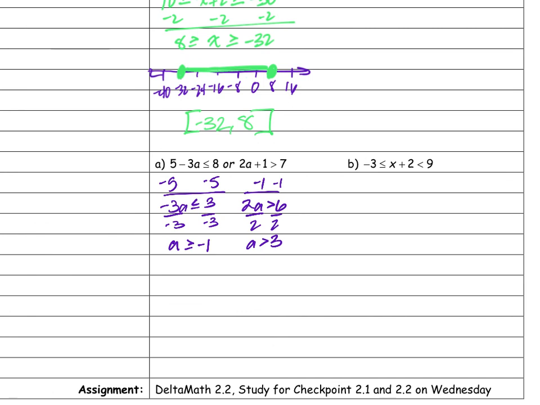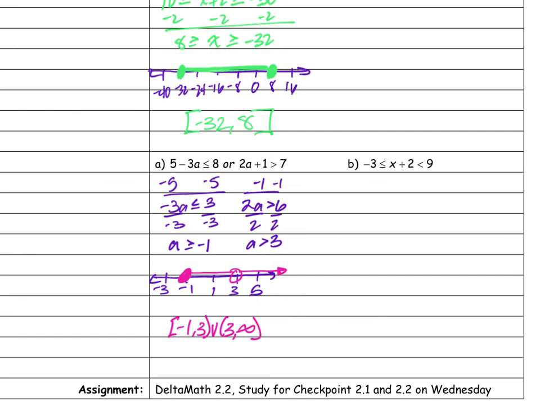So to graph this, let's see. Oh, we're odd, so that's good. Negative 3, negative 1, 1, 3, 5. I've got a closed dot on negative 1 and an open dot on 3. And a is greater than or equal to negative 1 and greater than 3. So my domain would be negative 1 to 3 joined with 3 to infinity.